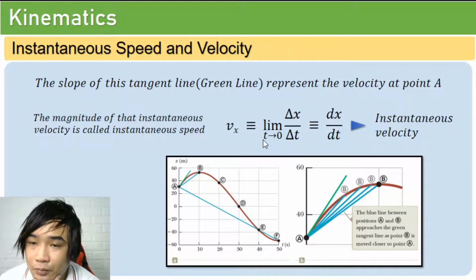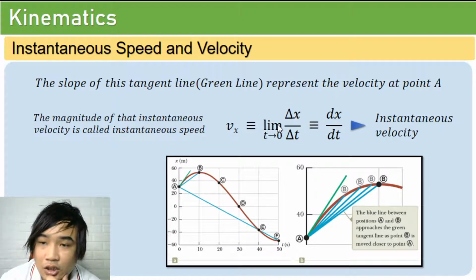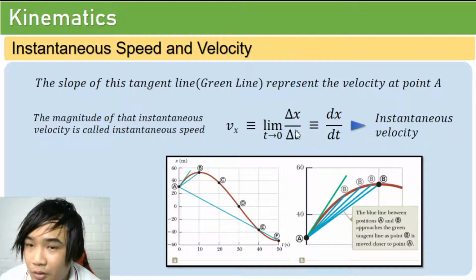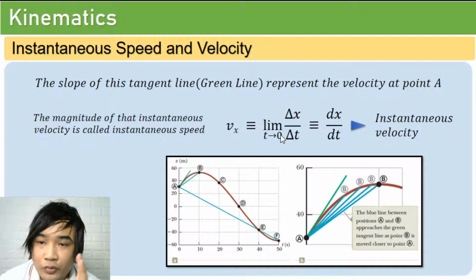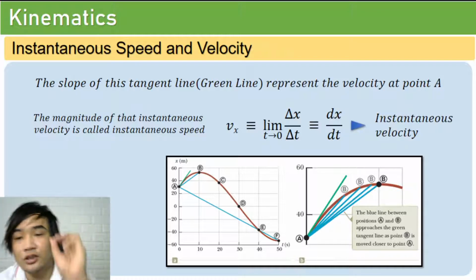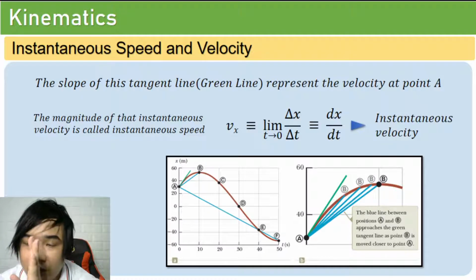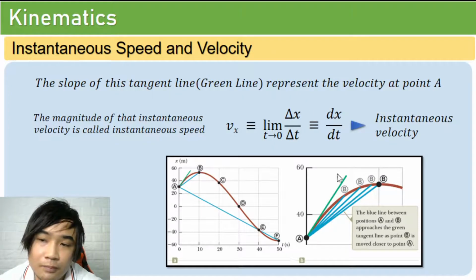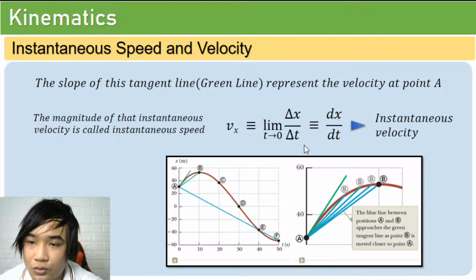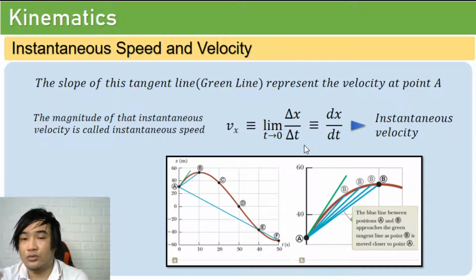So, can be solved using derivative. So, limit as delta t approaches 0 of delta x divided by delta t. So, approaches 0 siya kasi nga instantaneous, parang naka-freeze sa time. Kaya nag-approach siya sa 0. Instantaneous, kasi sobrang liit nung difference in time.